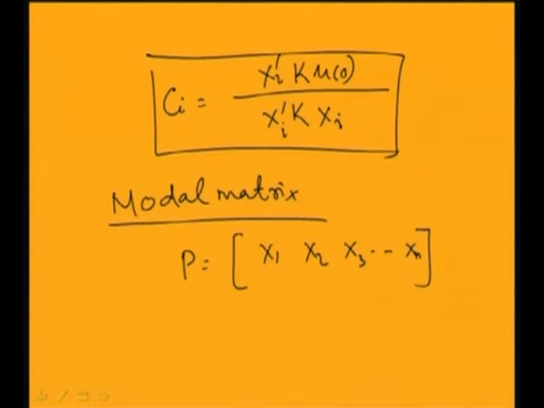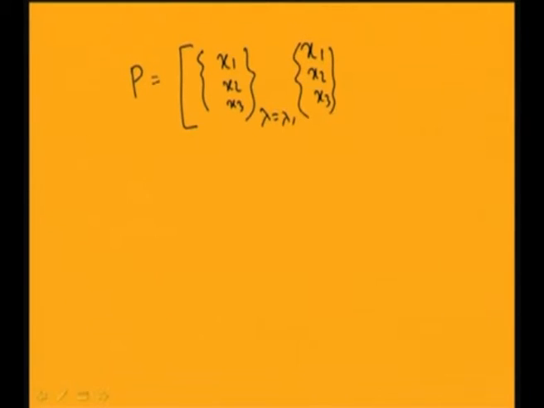So let us take the case of a 3 degree of freedom system. In that case the P will be written as x1 x2 x3 at lambda equal to lambda 1, then x1 x2 x3 at lambda equal to lambda 2, and x1 x2 x3 at lambda equal to lambda 3. So by using this modal matrix one can uncouple the equation of motion.